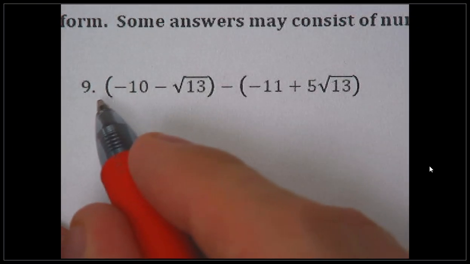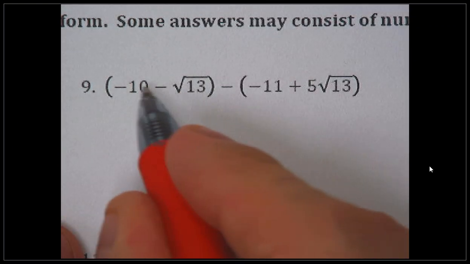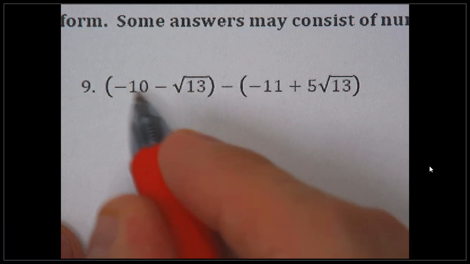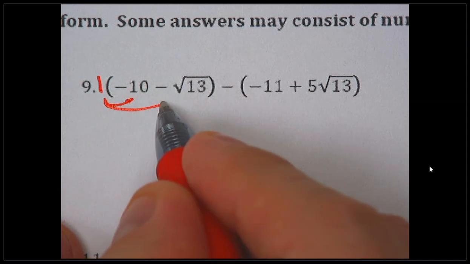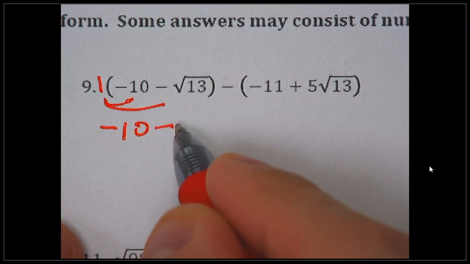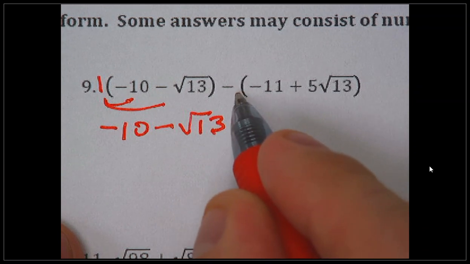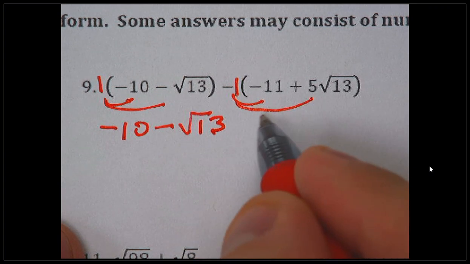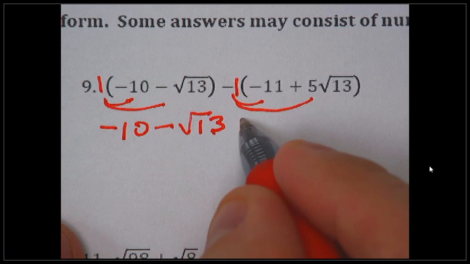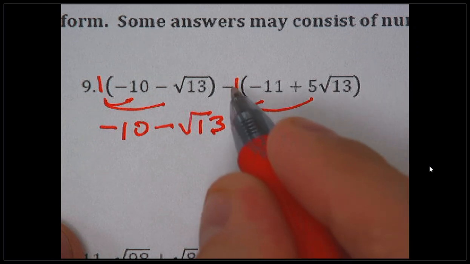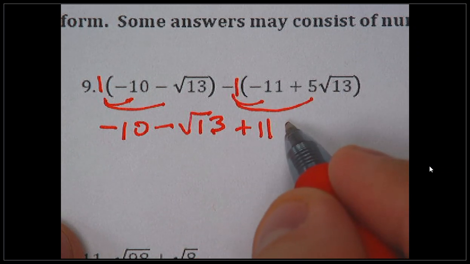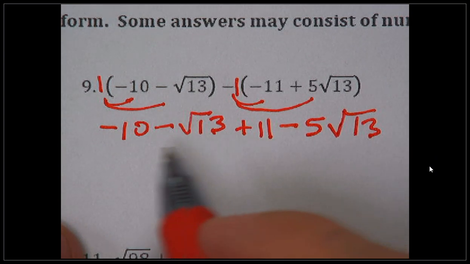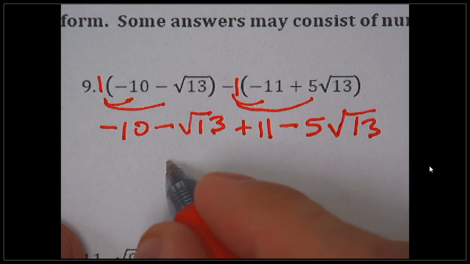Number 9, in front of these parentheses, I'm going to distribute again because inside of the parentheses, these are not like terms. So in front of these parentheses, I have an implied 1 that I'll be distributing. That's going to give me negative 10 minus the square root of 13. And in front of these parentheses, I have an implied negative 1. When I distribute the negative 1, I get negative times the negative is a positive 11. And negative 1 times 5 times the square root of 13 is going to give me negative 5 times the square root of 13. When I combine my like terms, negative 10 plus 11 is going to give me 1.